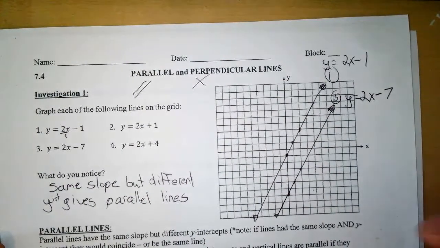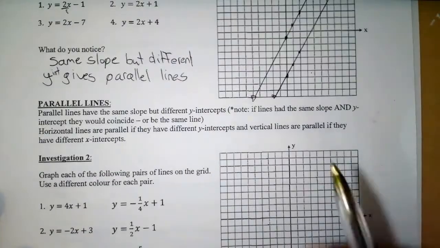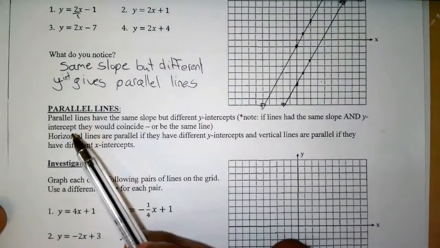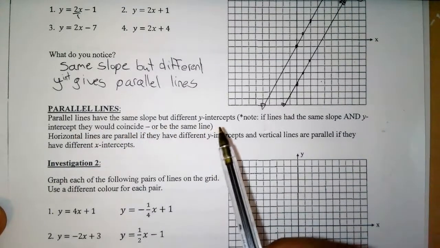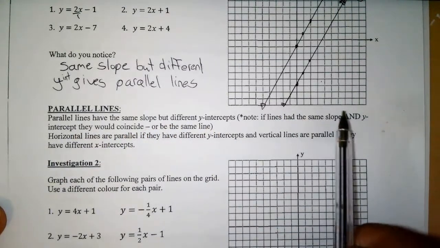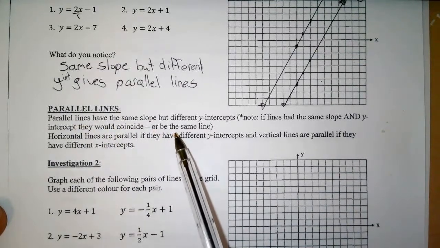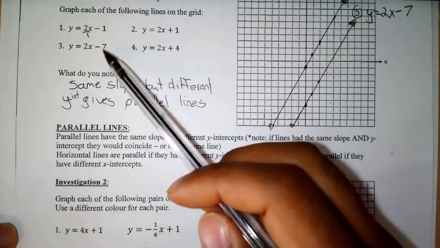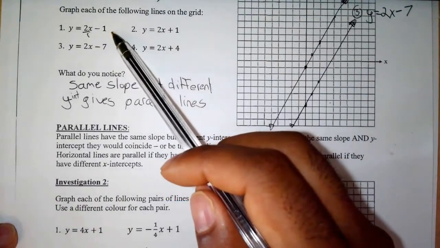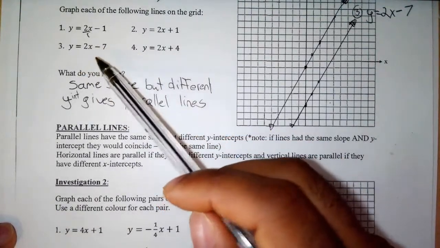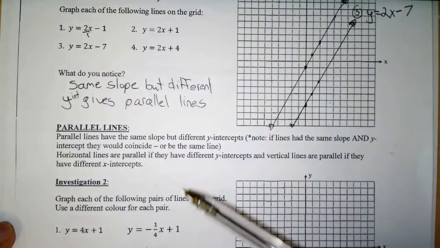Okay. Now let's look at the definitions to make sure we're okay. Parallel lines have the same slope but different y-intercepts. Note, if the lines had the same slope and the same y-intercept, they would coincide or be the same line. So that makes sense. If they had the same y, right? Imagine if this was the same as the y here, -1, then it would just be the same line. They'd be on top of each other.